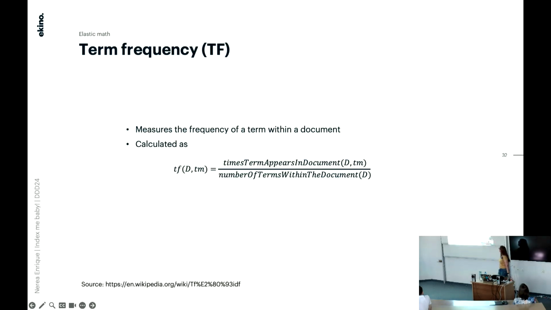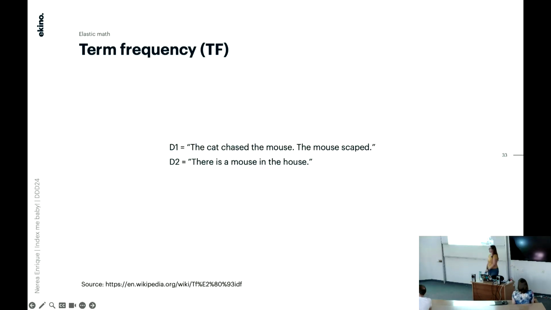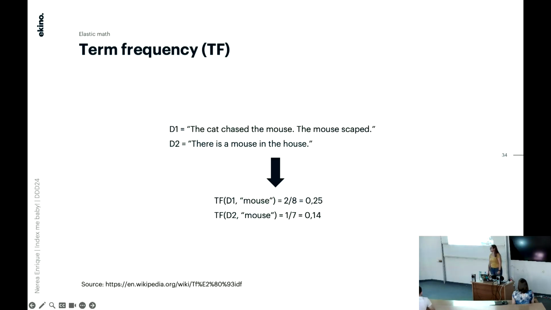Then we have the term frequency. So this one is quite obvious. It's going to just say how much a term appears in a document. So if I have two documents here, and I try to find mouse in them, I think you can easily do the math. So I found it twice for the first one, over the 8 terms that the document contains, and 1 for the second one. So that's it. This one is quite easy.